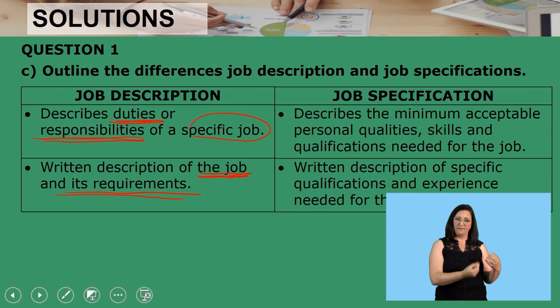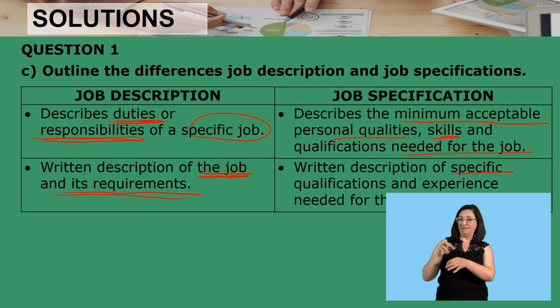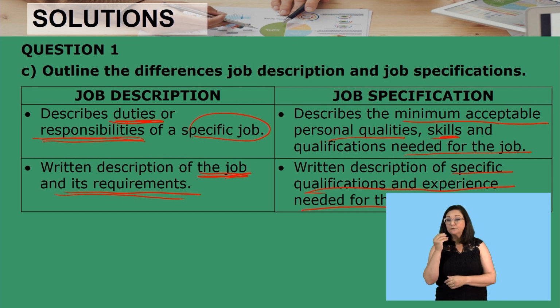But now what are the specifications? The specification describes the minimum acceptable personal qualities, the skills and qualifications needed for the job. It is a written description of specific qualifications and experience needed for the job. So this teacher that we want, over and above being able to report on the learner's performance, marking the register, teaching the subject and all that, needs to have a qualification from a recognized or registered tertiary institution. This person needs to have maybe 5 years experience in this specific subject or discipline.